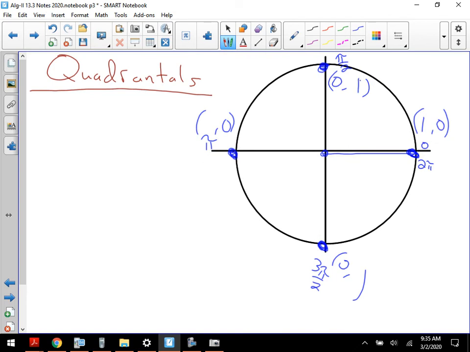Going to the left at pi would be negative 1. And then down would be at 0, negative 1. Everybody with me so far? Yes. Okay.